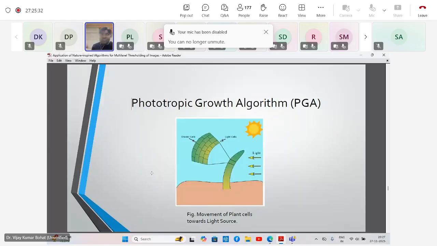We often see that some plants are bending towards one side. It's all because leaves require light, and they have some phototropic mechanism through which they elongate towards the light. And if you study the hormone changes, the auxin hormone and all those things, you will find the inspiration for a particular nature-inspired algorithm. So I will explain those inspirations, and then we'll discuss the mathematical equations.